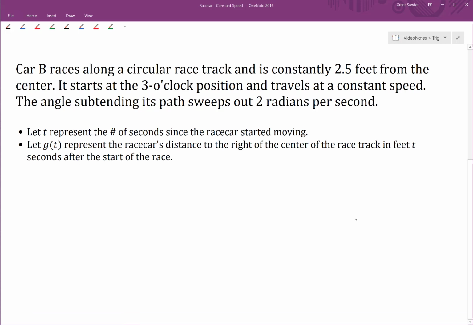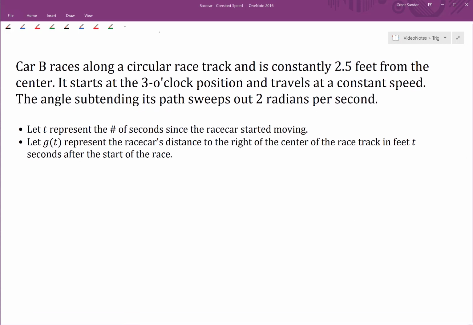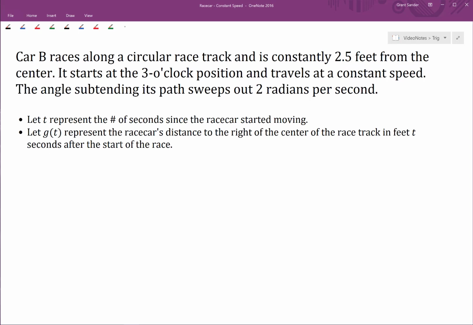So we'll let t represent the number of seconds since the race car started moving, and we'll let g of t represent the race car's distance to the right of the center of the racetrack in feet in terms of the number of seconds t since the race started. So let's draw a diagram of this.